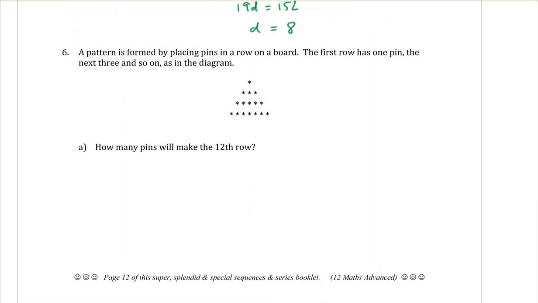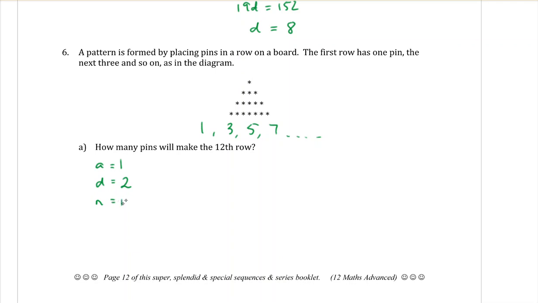Question 6. A pattern is formed by placing pins in a row on a board. The first row has 1 pin, the second 3, and so on in the diagram. Find how many pins will make the 12th row. So our series, if you want to write them down as we're used to seeing them, we have 1 pin, then 3 pins, then 5 pins, then 7 pins, and so on. With that in mind, that means my first term is 1, my difference is 2, and n, because it says I want to find how many pins will be in the 12th row.